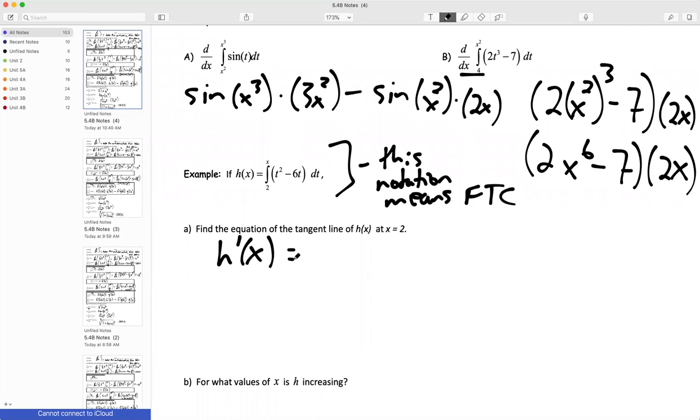H prime of x, okay, I'm going to anti-differentiate and then take the derivative so I can use my shortcut. I'm just going to take x and plug it in for each of the variables. So that will give me x squared minus 6x. Then I'll multiply, technically you multiply by the derivative of x, but it's 1. So I just have my derivative is equal to x squared minus 6x. Now what?